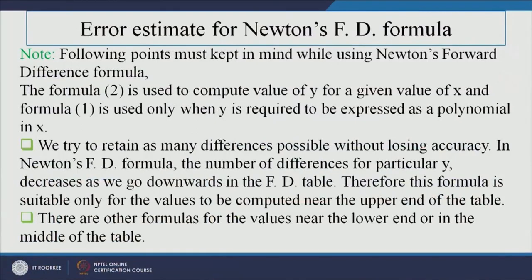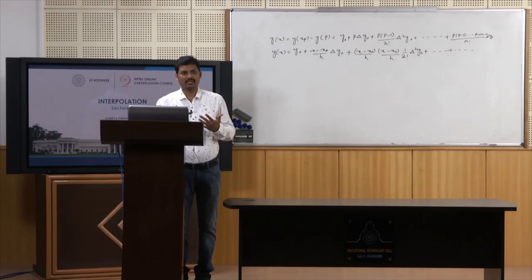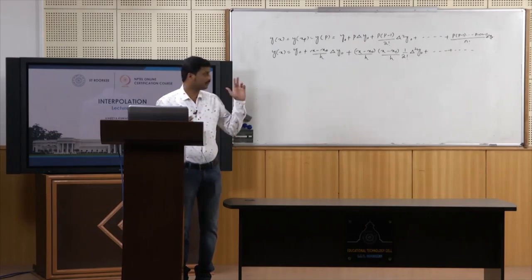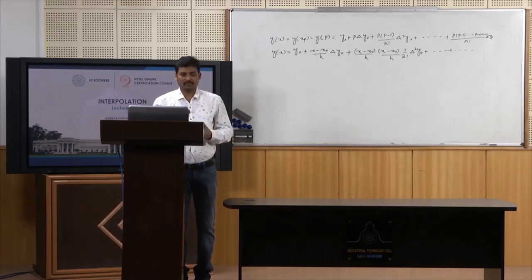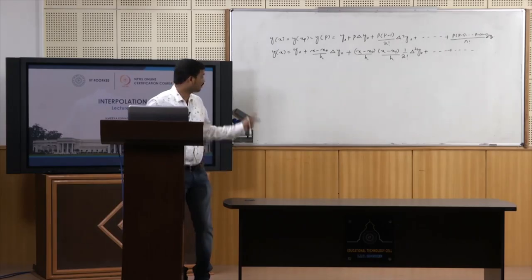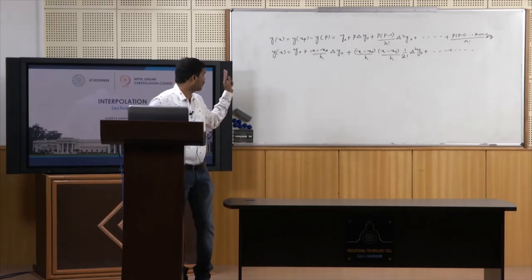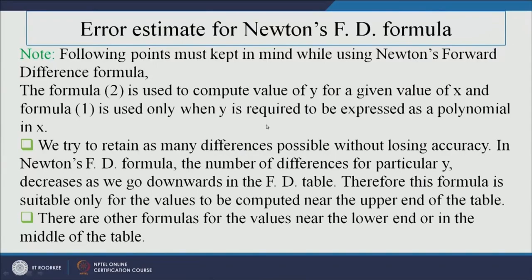Before using this formula, we should first note a few points: where we can use Newton's forward difference formula, or where we can use Newton's backward difference formula, or other forms of finite difference operator formulas. First, for the application of Newton's forward difference formula, this formula can be used to compute the value of y for a given value of x, and the formula in terms of x can be used to represent the function y in the form of a polynomial here.